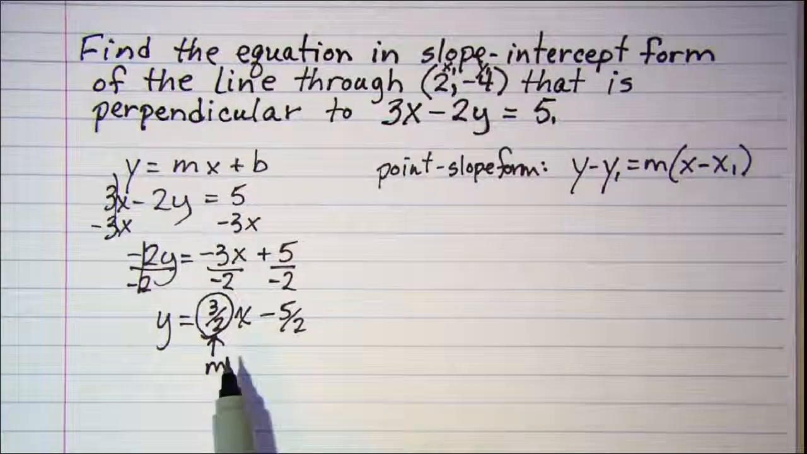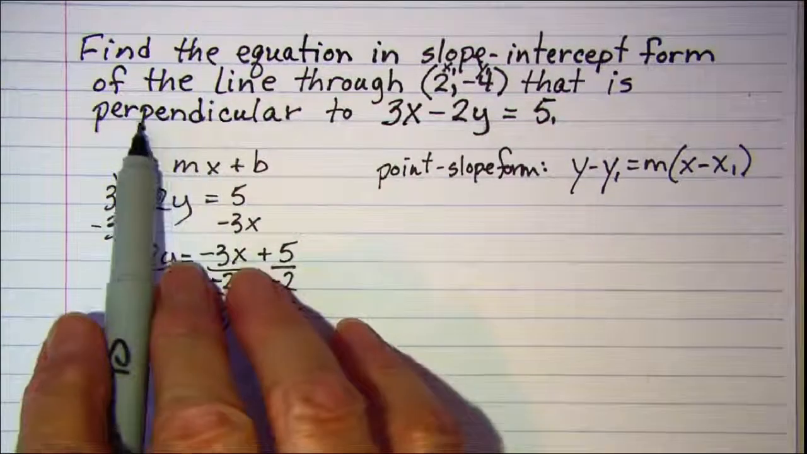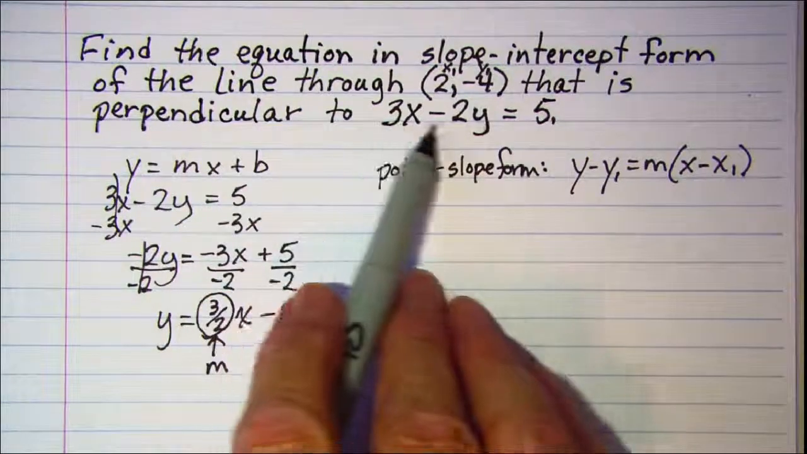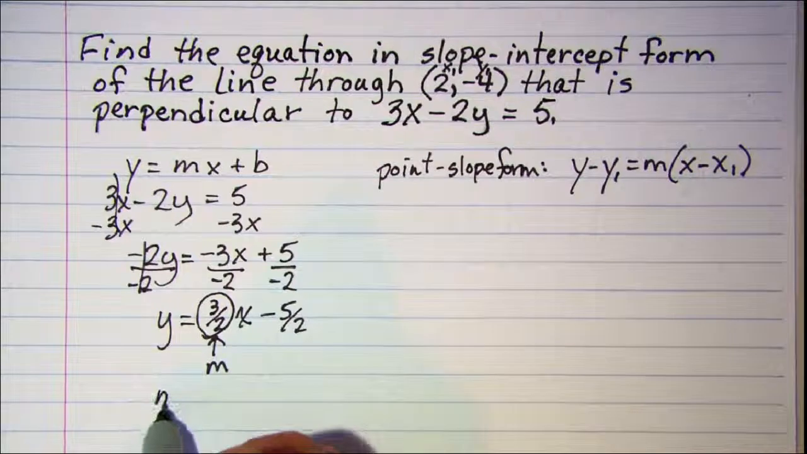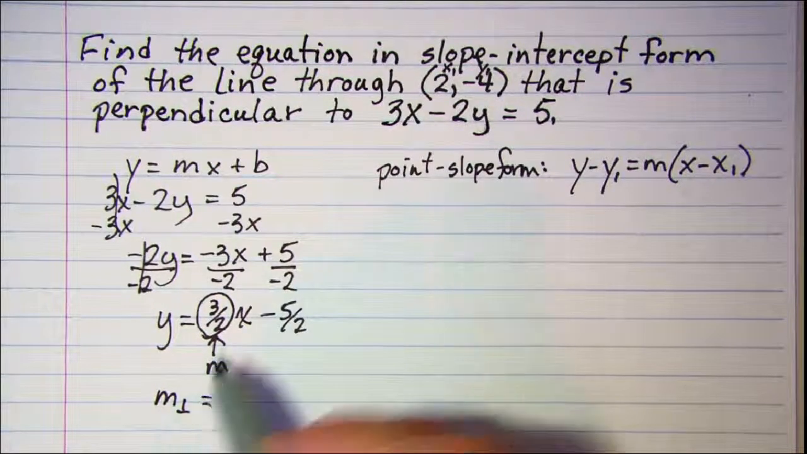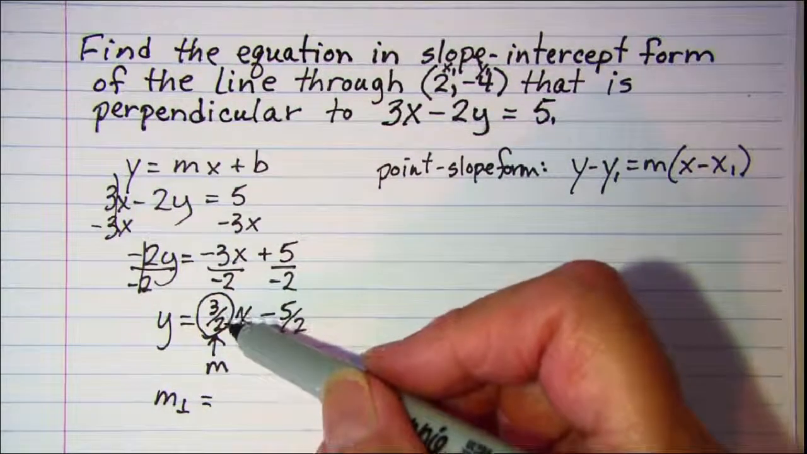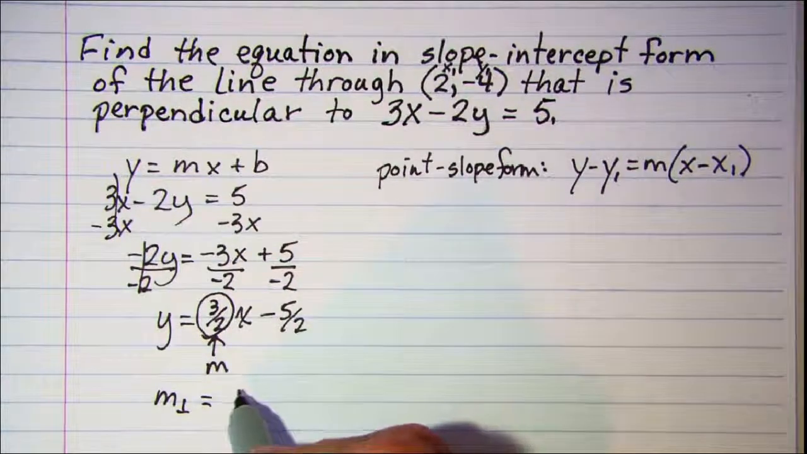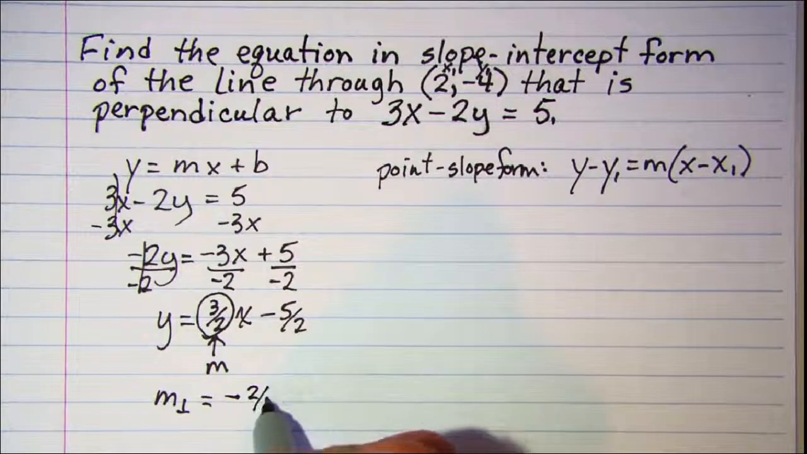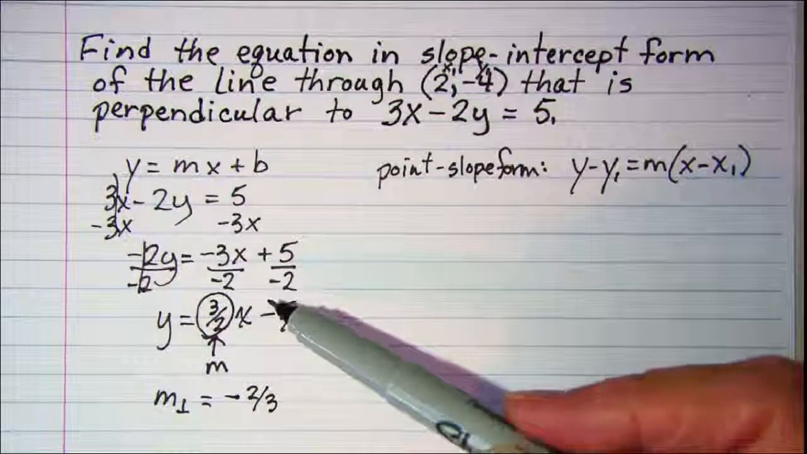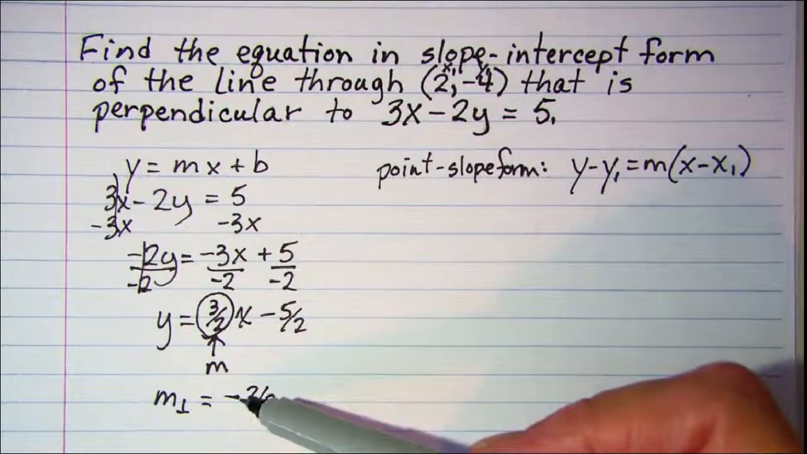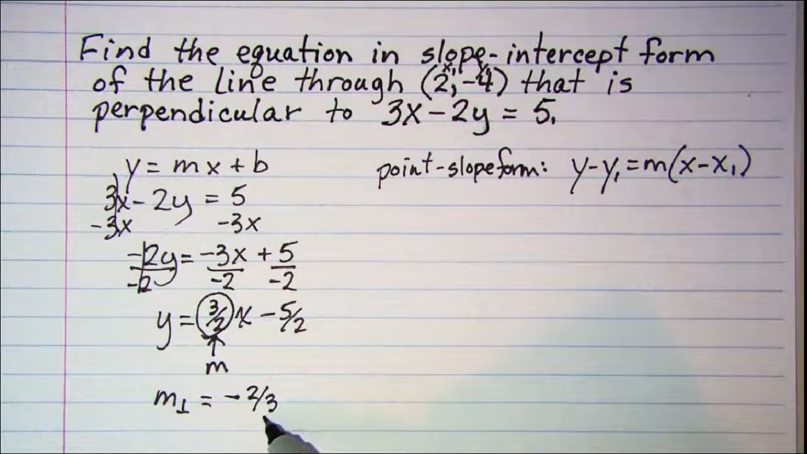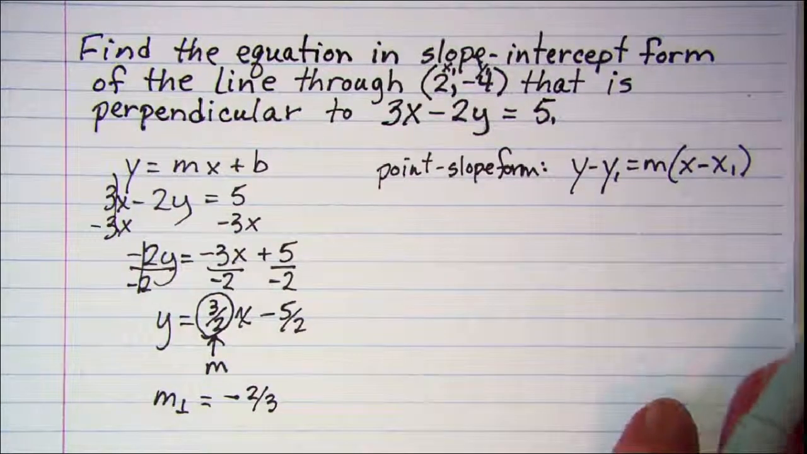Now my problem says that I want the equation of a line perpendicular to this one. So if this is my m, the m perpendicular needs to be the reciprocal of this, which is 2/3, and the negative of that. So -2/3. You always want to do two things: you want to flip it over, and you want to change the sign. So this is the m that I'm going to use in my point-slope form.